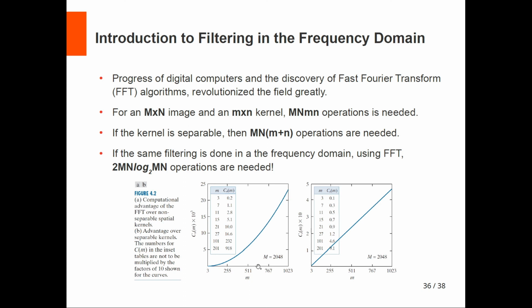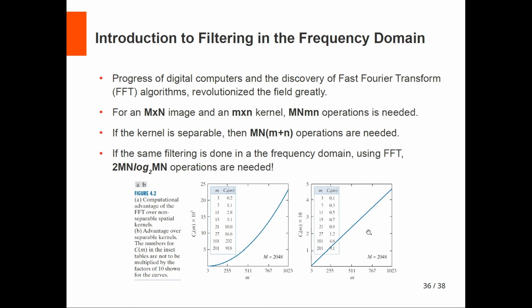So it means that, let's say we have an image of this size and we want to process it or convolve it with a mask of size 201 by 201. If we do this in the Fourier domain as opposed to doing it in the spatial domain, we get over 900 times computational advantage. That means that we can do the same convolution in the frequency domain more than 900 times faster.